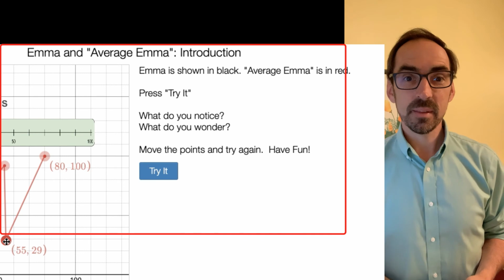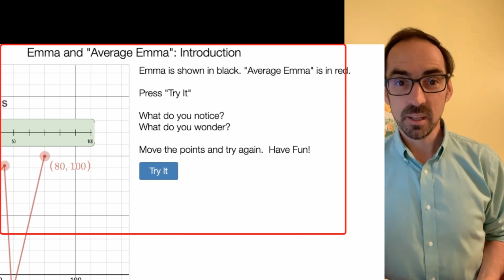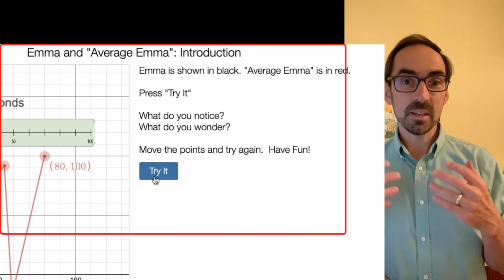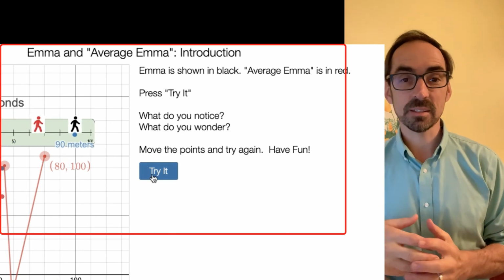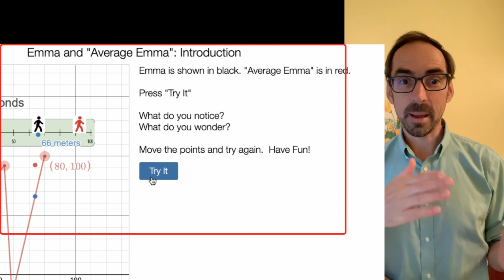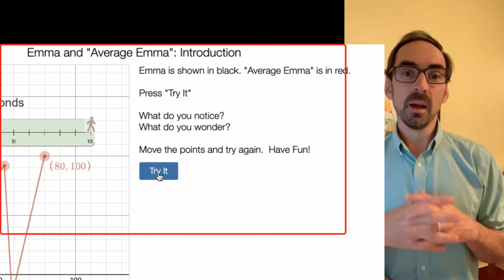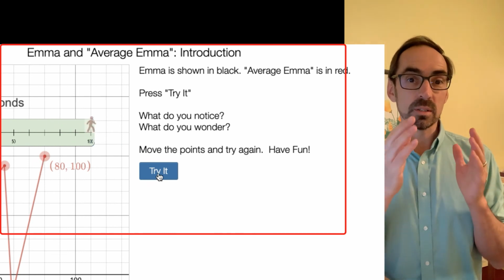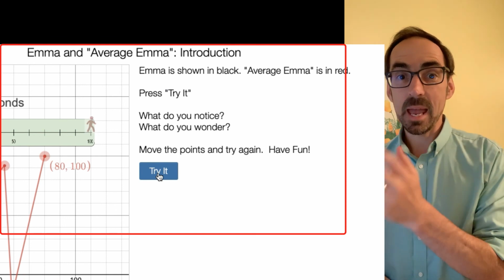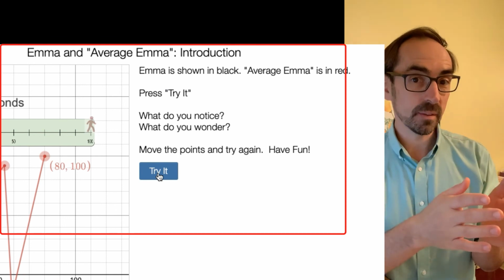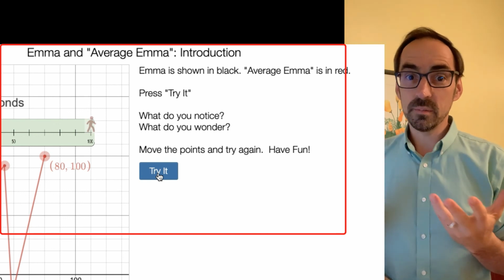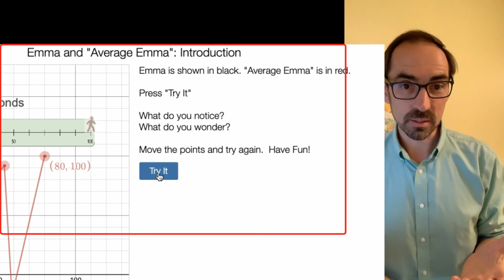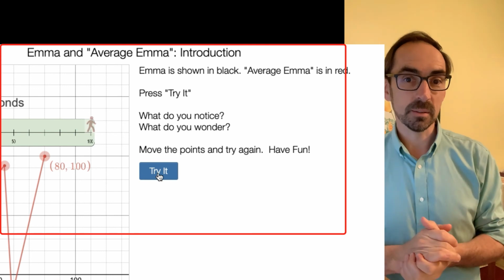You might notice that when students play with this animation, they can actually create rather astounding graphs showing Emma going all sorts of directions, fast and slow, forward and backward, whatever way they want to go. But average Emma will always start in the same place and always end in the same place and always start at the same time and end at the same time as Emma. And this is one of the key things that we want students to notice as they're working through this activity.